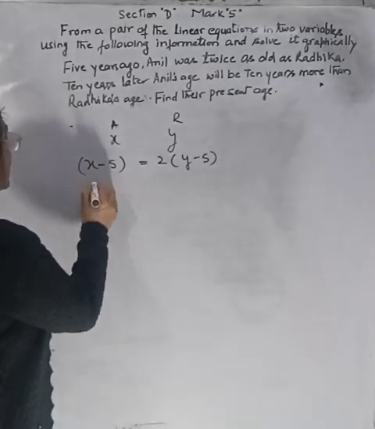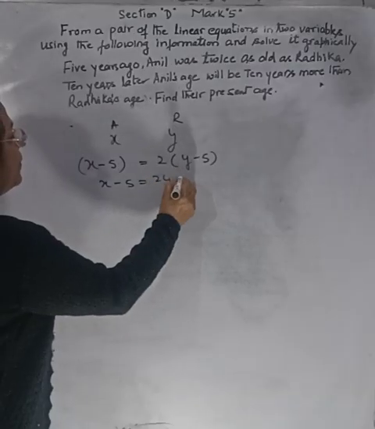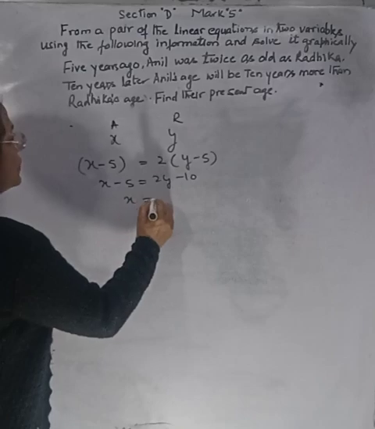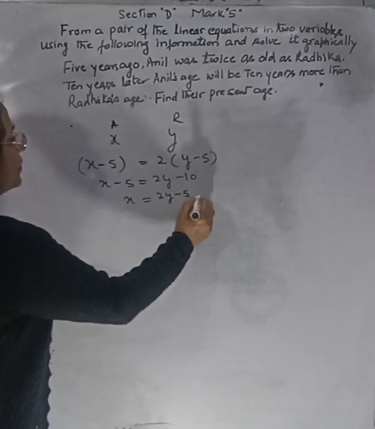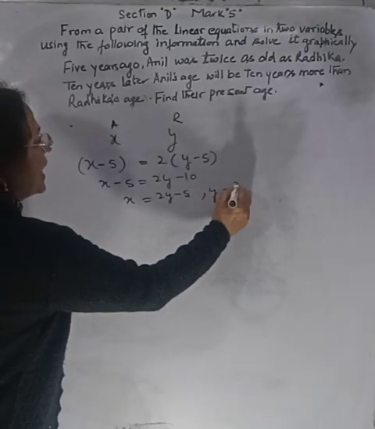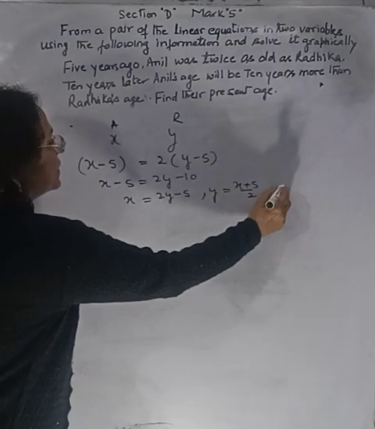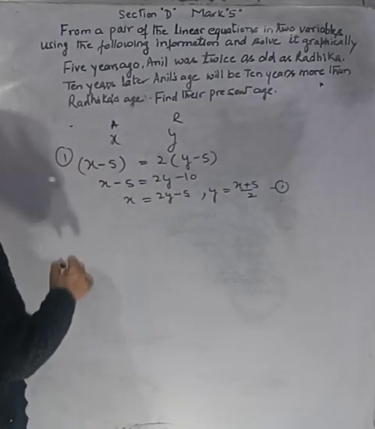It means the equation is X minus 5 is equal to 2 times (Y minus 5), that is 2Y minus 10, or we can say that X is equal to 2Y minus 5, or Y will be equal to (X plus 5) by 2. This is the first condition.